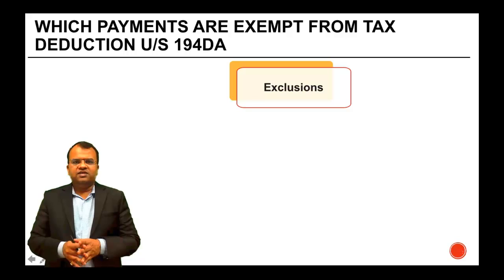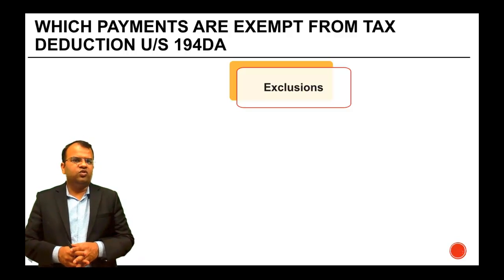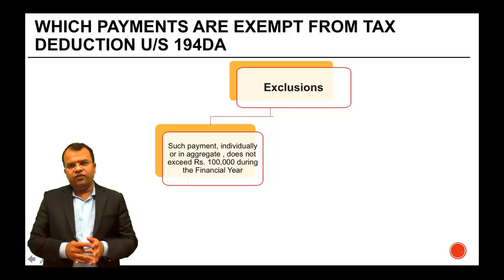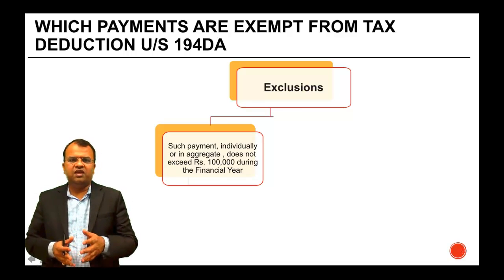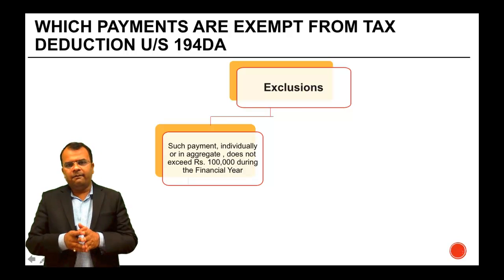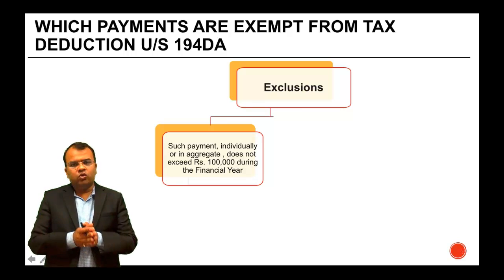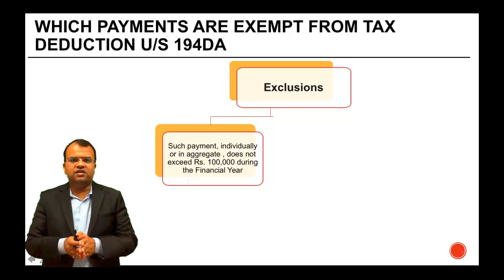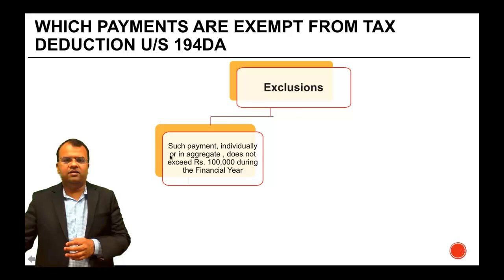So which payments are exempt from tax deduction under section 194DA? If the individual payment which is made, which is of the nature covered under this section, does not exceed 1 lakh, or the total payments which are made during the financial year do not exceed 1 lakh, then there is no requirement to deduct TDS under section 194DA.